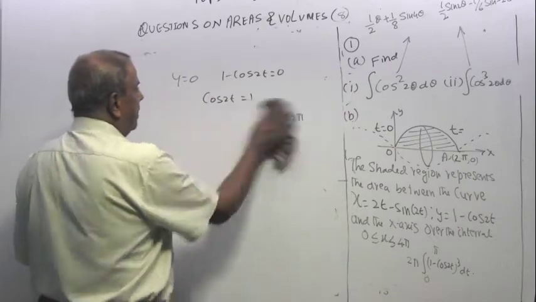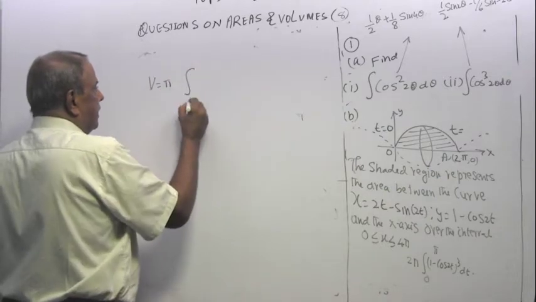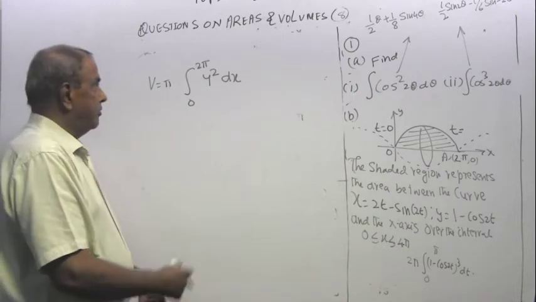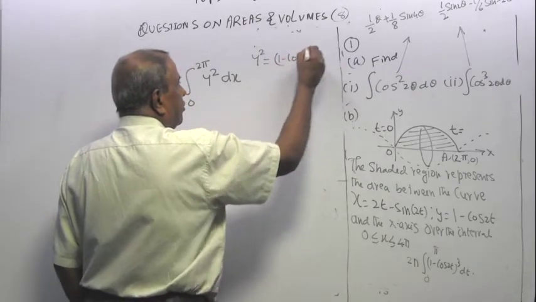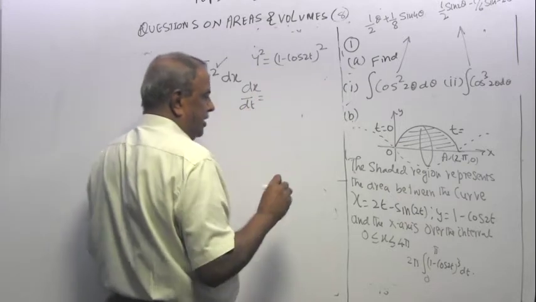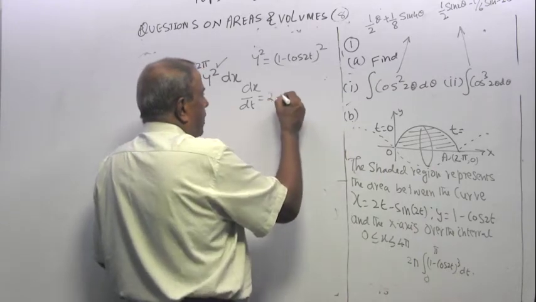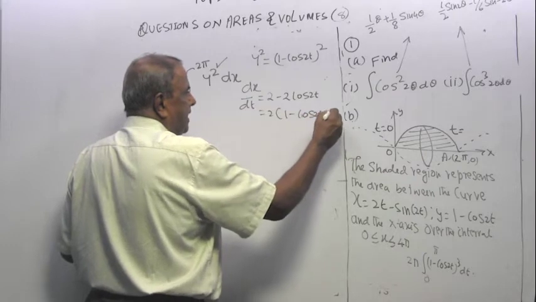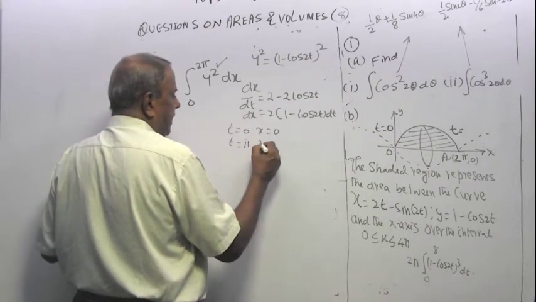So therefore, the volume, remember, write the formula: volume equals pi integral 0 to 2 pi y squared dx. First, what is y squared? Y squared will be (1 minus cos 2t) the whole squared. What is dx by dt? Dx by dt is 2 minus 2 cos 2t, so 2 times (1 minus cos 2t) dt will be dx. And t equal to 0, x equal to 0, t equal to pi, x equal to 2 pi.